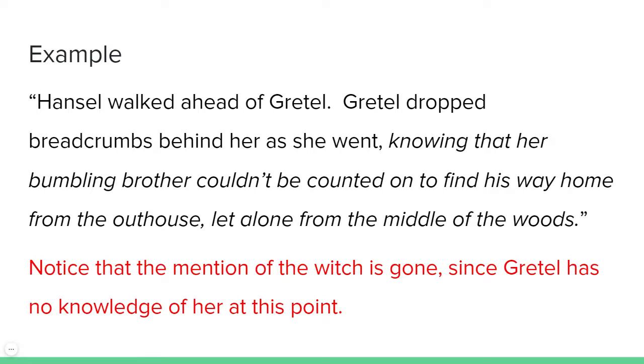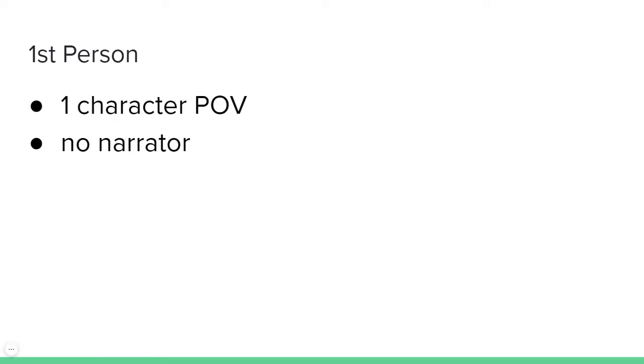If you notice, there is no mention of the witch. The mention of the witch is gone because Gretel has no knowledge of her at this point. And that's how, when we change from omniscient to third person limited, a story can change and be impacted. Also notice, we don't know what the brother is feeling or thinking either. Only Gretel.